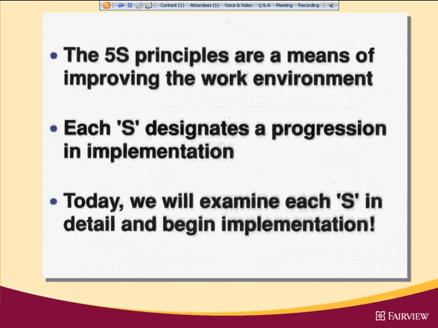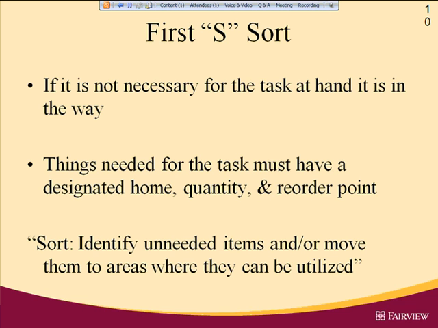So the 5S principles are a means of improving the work environment. Each S designates a progression in implementation, and today we're going to examine each S in detail and actually begin implementation. So the first S, sort: if it is not necessary for the task at hand, it is in the way. That's a crucial concept that is probably going to be new for many team members. Things needed for the task must have a designated home, quantity, and a reorder point. That's also going to be new.